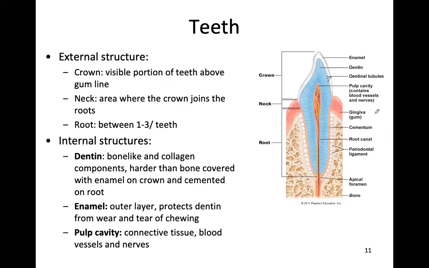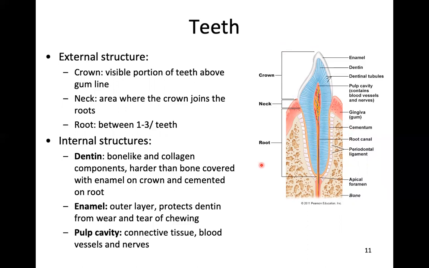One of the main accessory structures inside our oral cavity is your teeth. So teeth have external and internal structures. When you're looking at the external structure of the tooth, you have the part that is sticking out of your gum line, that's called the crown. The part that is going through your gum line is called the neck, connecting your crown to the last part of the tooth called the root. So the root is the part that is embedded inside your jawbone, be it maxilla or mandible. And you can have between 1 to 3 roots per tooth.